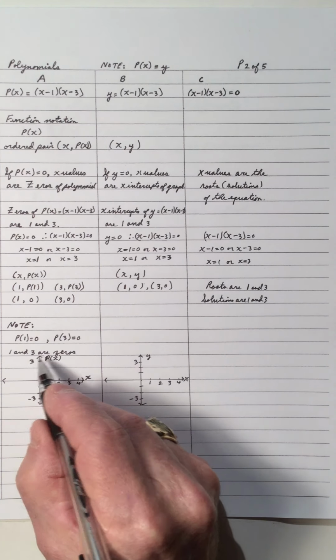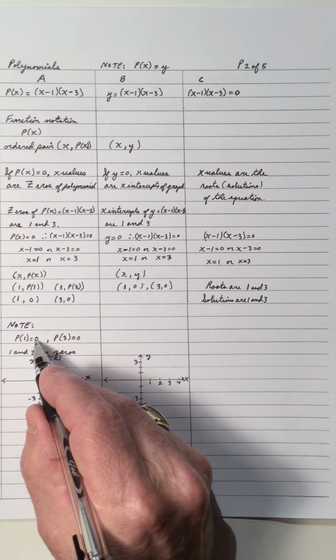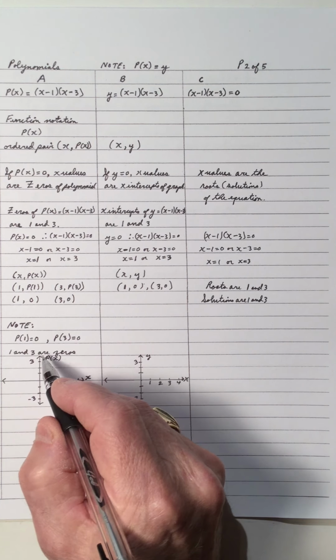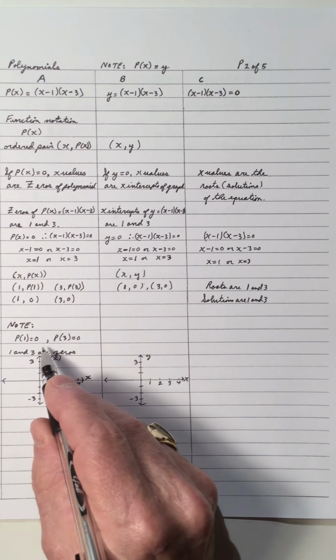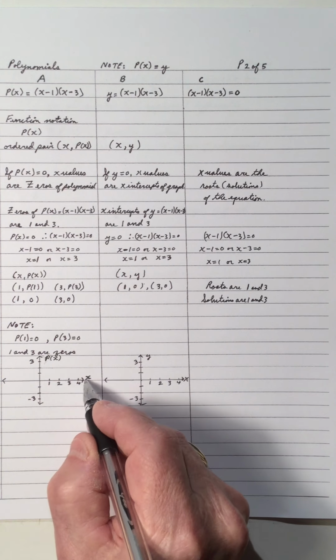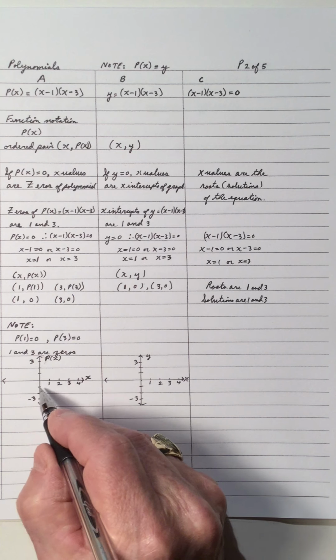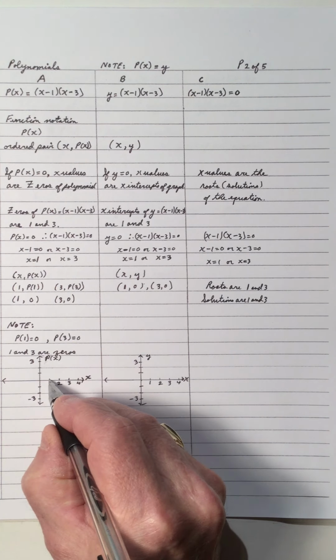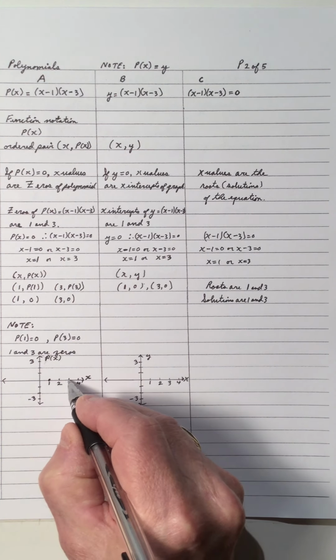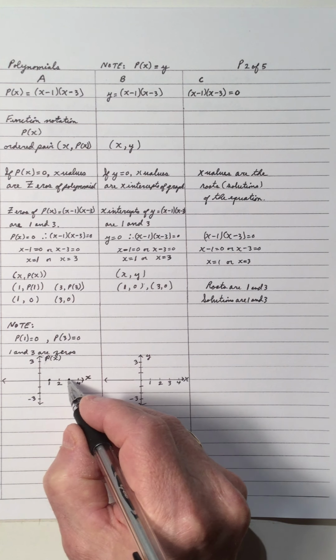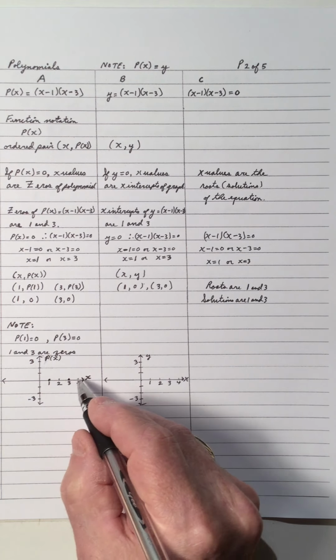1 and 3 are the zeros, because they are the values of x that make p of x equal to 0. On a graph, p of x is the y. X is the horizontal axis, and p of x is the y. So the zeros are 1 and 3. So we plot those zeros, and that's, as you can see, coming up.